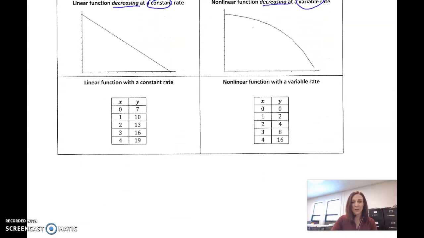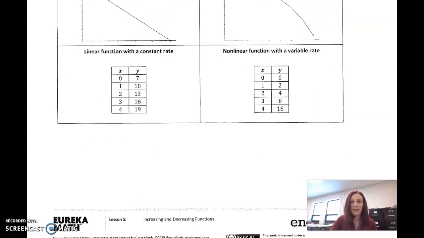When we have tables, okay, a linear function with a constant rate means, again, we're increasing every single time, okay? So if I start my first point here at 0 to 7, and I notice I'm going up 1 every single time, so 1, 2, 3, 4, then over here, notice I'm also increasing at the same rate. 7 to 10 is plus 3, 10 to 13 is plus 3, 13 to 16 is plus 3, and you guessed it, 16 to 19 is plus 3.